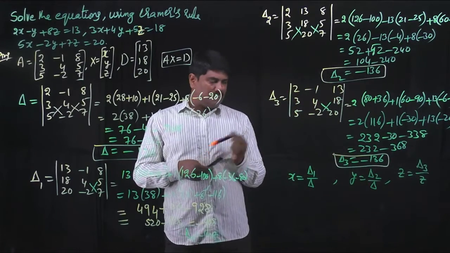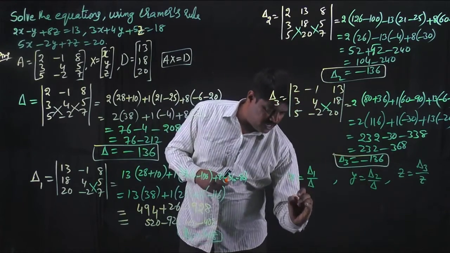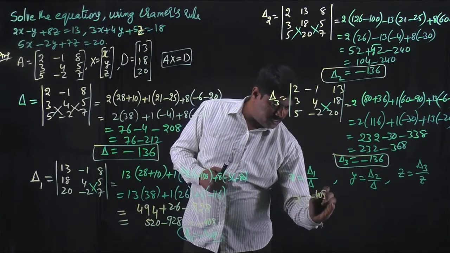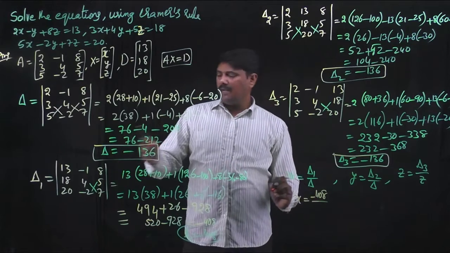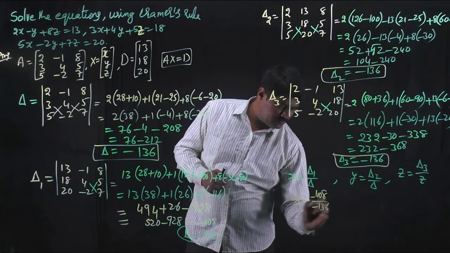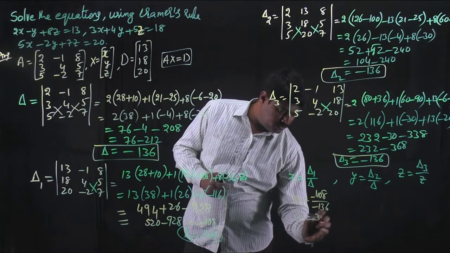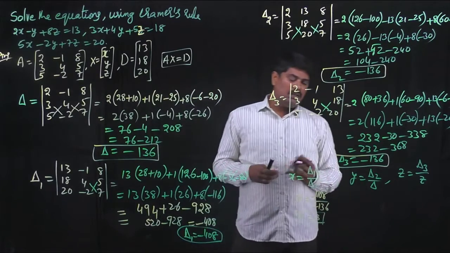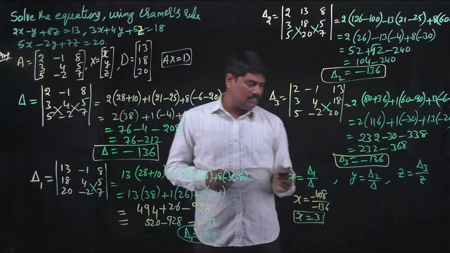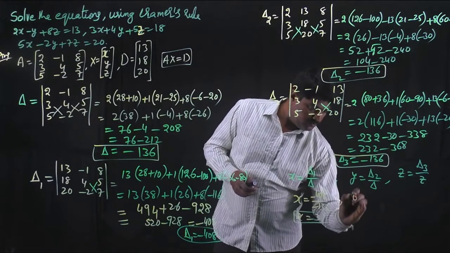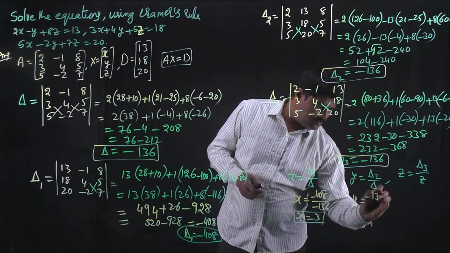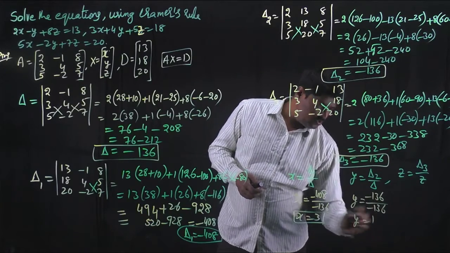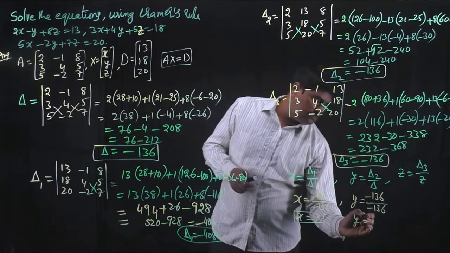Now replacing the obtained delta, delta 1, delta 2 and delta 3. Delta 1 is minus 408 by delta, which is minus 136. So you have x value 3. Minus minus cancel, 136 into 3, you have 136. Now the value of y is minus 136 by minus 136. So numerator and denominator are both the same. So y value is 1.